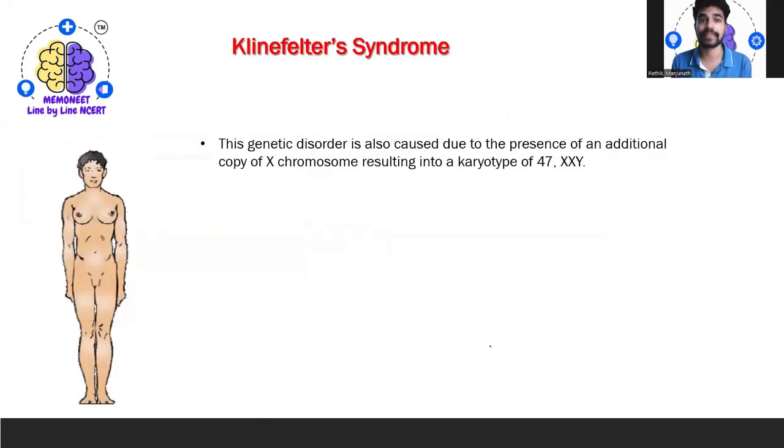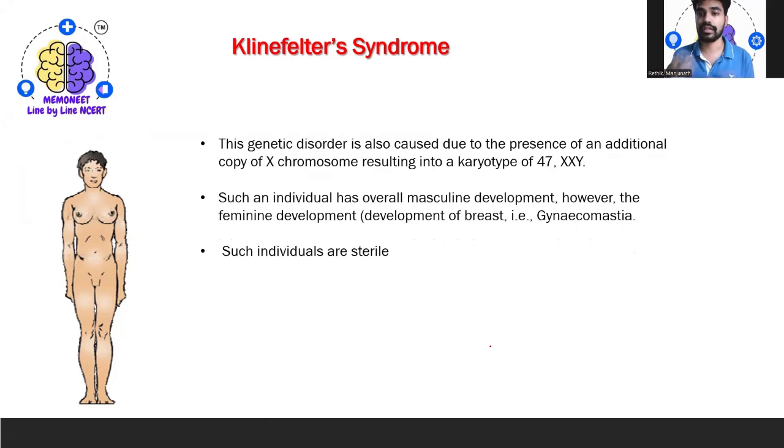Moving to the next disorder, that is Klinefelter syndrome. This is a genetic disorder caused by the presence of an additional copy of the X chromosome. Normally the sex chromosomes will be either XX or XY. So what happens? Instead of 46 chromosomes, an additional chromosome is added, that is 47 chromosomes, but where? In the sex chromosomes, an additional copy of X is added. So what would be the karyotype?